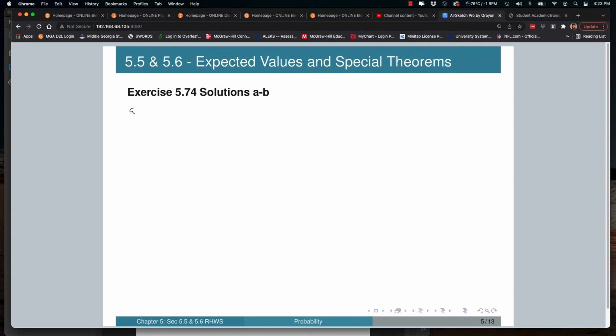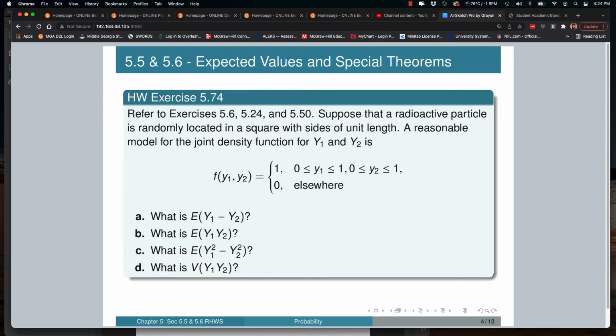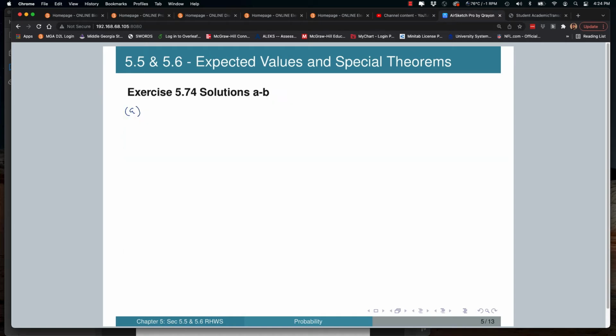So part A, they just wanted to know the expected value of y sub 1 minus y sub 2. There's more than one way to do this, but I'm going to go ahead and find the expected value of y sub 1 and y sub 2 separately. So we're doing double integrals from 0 to 1, 0 to 1 of 1 times y sub 1, multiplying that extra variable in there, dy sub 1, dy sub 2. All right, so we'll get the following. Zero to 1 dy sub 2, so that's the integral there.